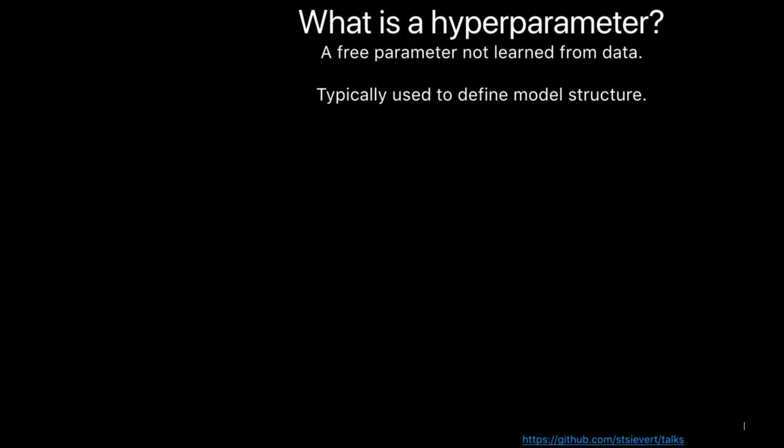So it's typically given at initialization before you can see any data at all. These are typically used to define model structure. So this might be like the number of layers in your neural nets or the activation function after each layer or something like that.